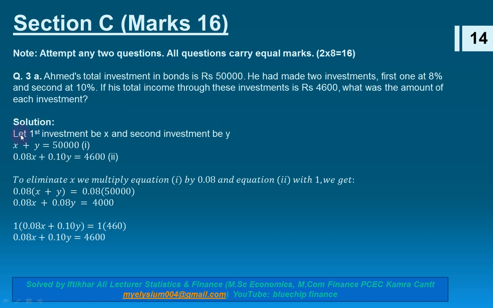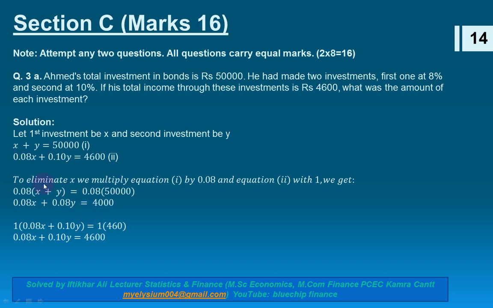Here, let the first investment be X and the second investment be Y. These two investments add up to 50,000, and the interest on the first investment is 8%, 0.08x, and the interest on the second investment is 0.10y, and the total amount of interest is 4,600. So simply, you can solve it through simultaneous equations or any other method.